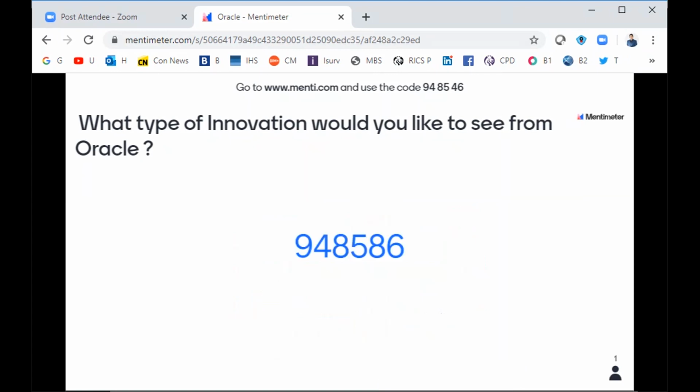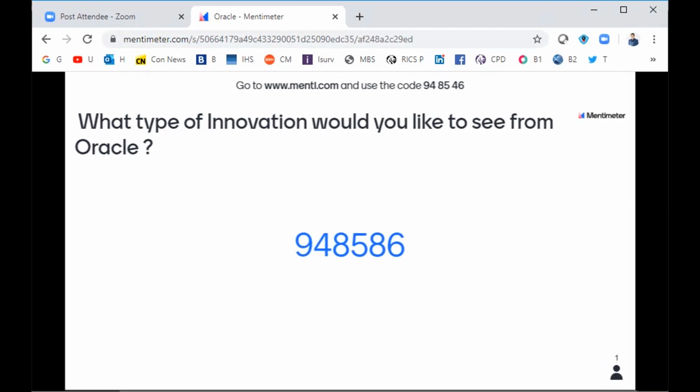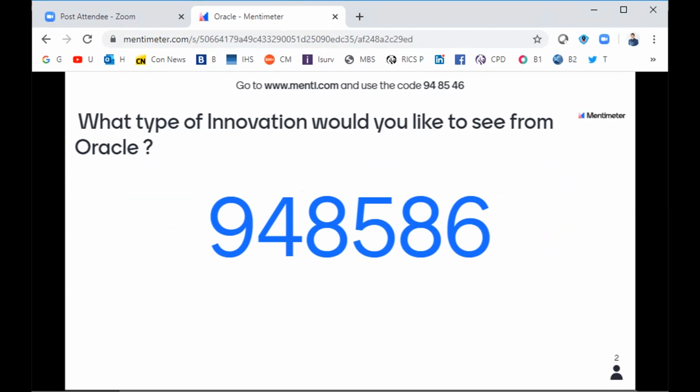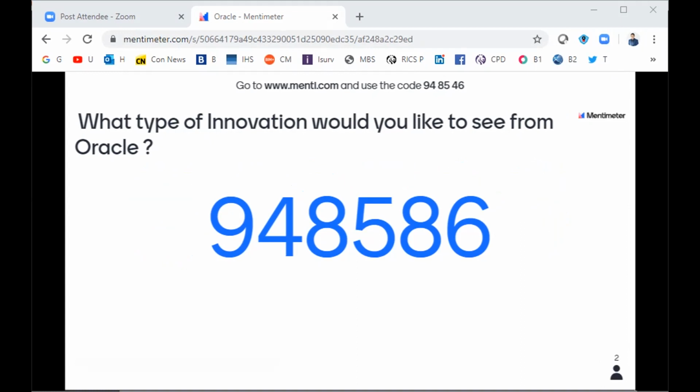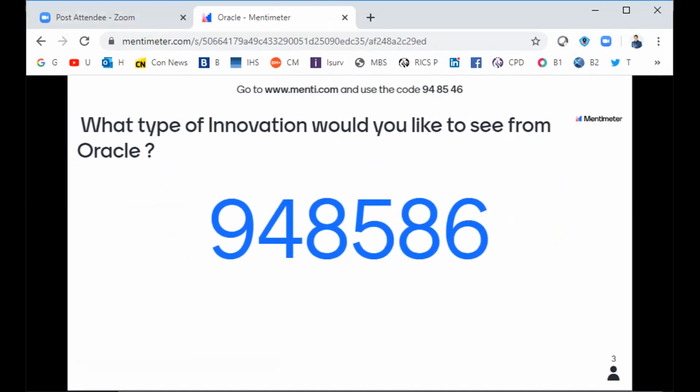As I share that, some people are actually typing 948586, but anything else you want to see, please put some question in. If you can, any innovation that you'd like to share. So take your time, menti.com, and see if you can put anything. Okay, it seems like 3 people are actually typing in. So tracking costs is one. What type of innovation would you like to see from Oracle? Tracking costs. Anybody else, please put in.